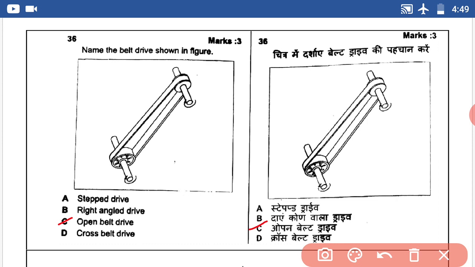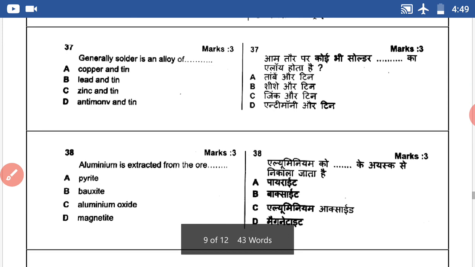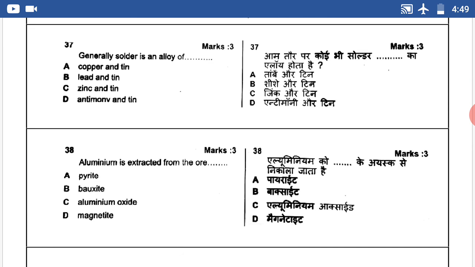Question number 37. Generally, solder is an alloy of dash. The answer is lead and tin. Answer B.